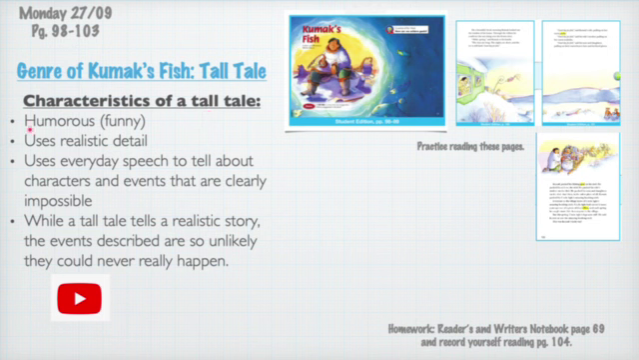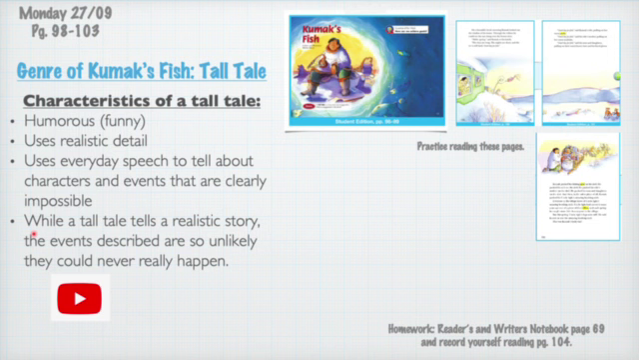A tall tale is humorous. It can be funny. It uses realistic detail. It uses everyday speech to tell about characters and events that are clearly impossible. So they exaggerate. They use exaggeration when they tell stories.